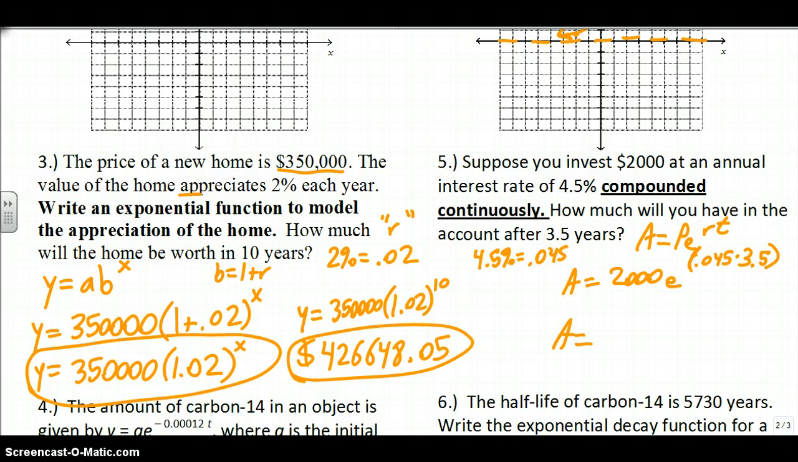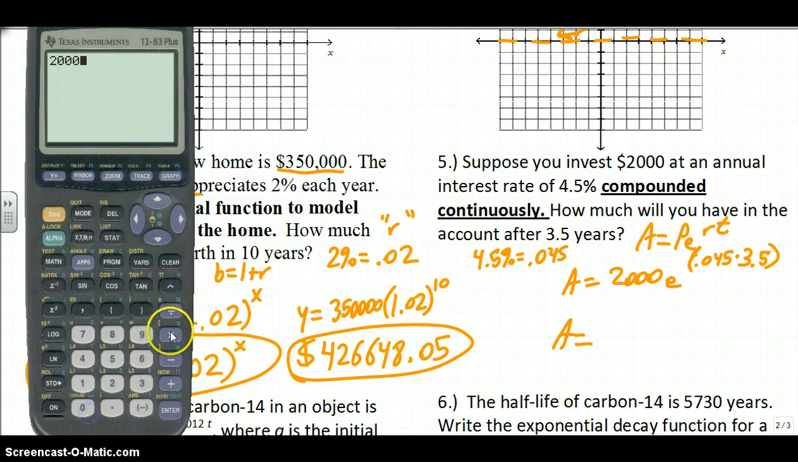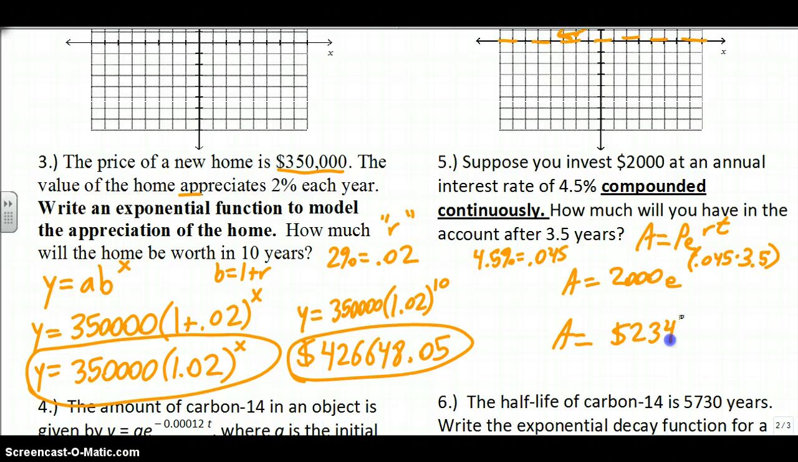Anyway, this is very simple. Plug it in your calculator. 2,000 times, I like to use parentheses here, E to the 0.045 times 3.5. Close your parentheses. Remember, the 0.045 and the 3.5 are both in the exponent. How much will I have after 3.5 years? $2,341.16. All right. It's that simple.